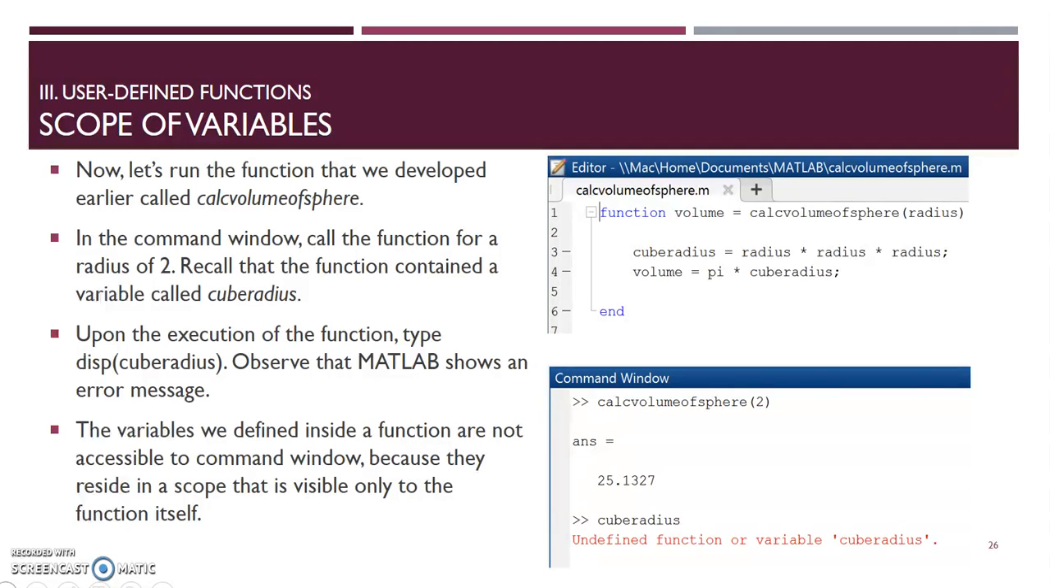So, as a conclusion, you have to be careful about the scope of variables. While the variables inside a script are still accessible after finishing the script, the variables inside a function are alive as long as the function is running. Once the function is finished, those variables disappear and are not accessible from the command window anymore.